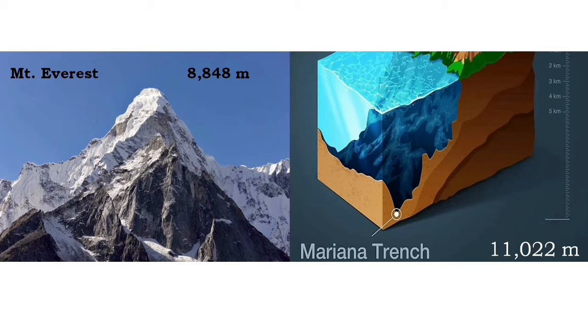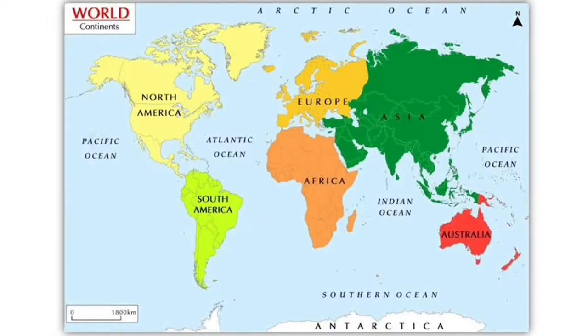Now let's study about the continents. We have 7 major continents. They are Asia, Europe, Africa, North America, South America, Australia, and Antarctica. Let's briefly go through each one of them.